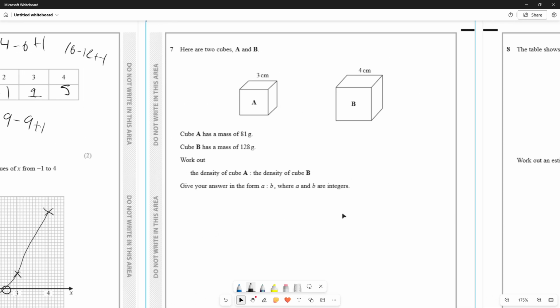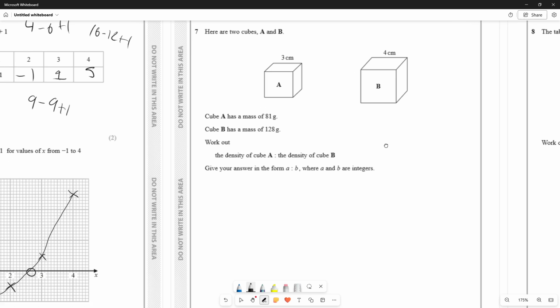Moving on. Here are two cubes A and B. Cube A has a mass of 81 grams. Cube B has a mass of 128 grams. Work out the ratio of the density of cube A to B. Give your answer in the form A to B, where A and B are integers. So guys, if you get a decimal, you know you're cooked.